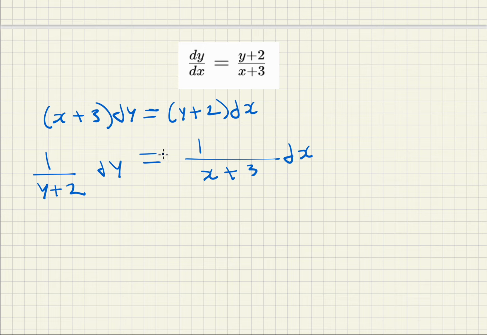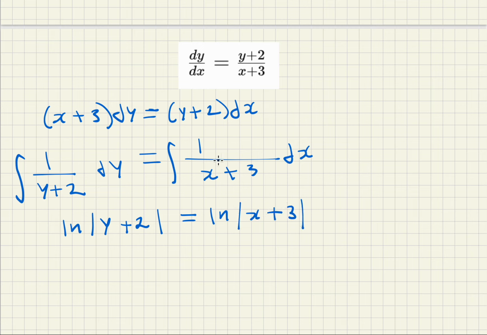And we reshuffled, and now all we need to do is take the integral on both sides. Just like before, the integral of 1 over any equation with a degree of 1 is natural log of that equation. So natural log of y plus 2 plus c. But like I said before, we can put all our plus c's on one side of the equation. In this case, I'll put it all on the right side. So this is equal to natural log of x plus 3.